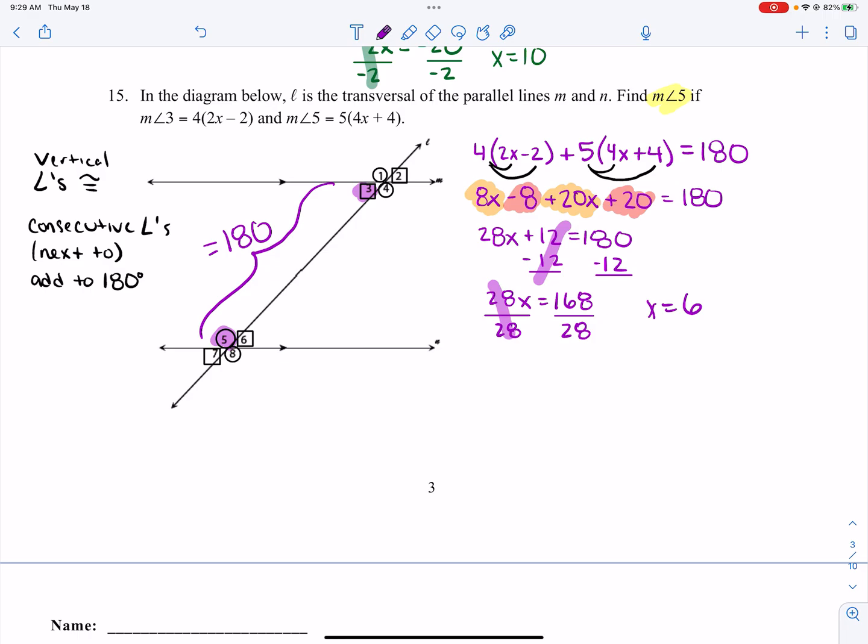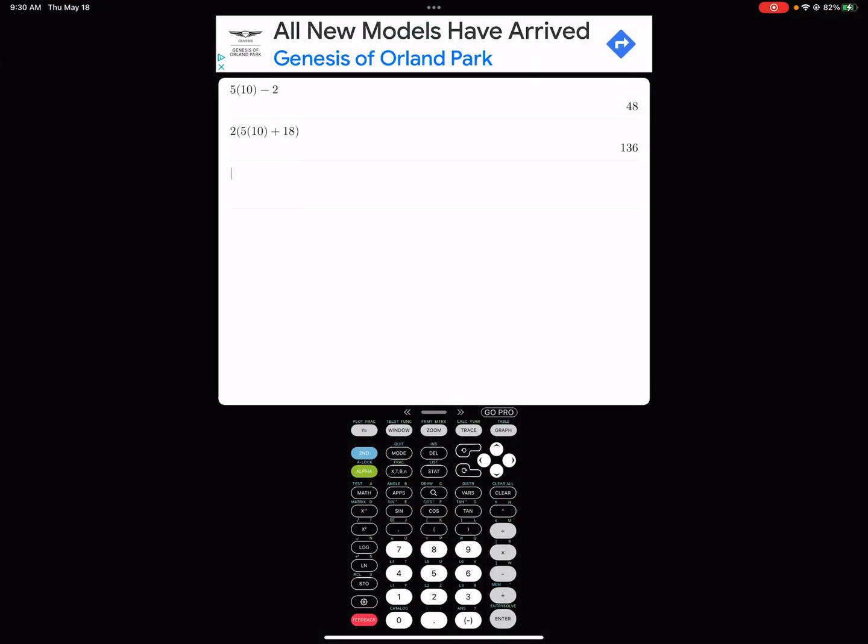Remember, they asked you to find the measure of angle 5, which was 5 times 4x plus 4. So I'm going to plug in that 6. So 5 parentheses 4 parentheses 6 plus 4, close my parentheses. I'm going to plug that into my calculator. 5 parentheses 4 parentheses 6, close your parentheses, and then plus 4. And I get a final answer of 140.